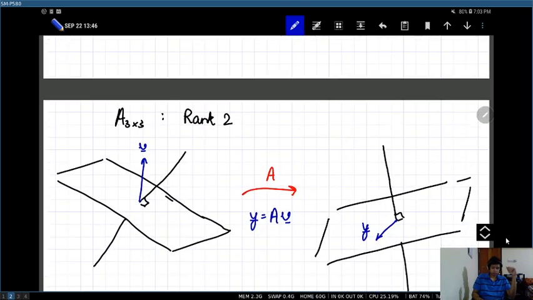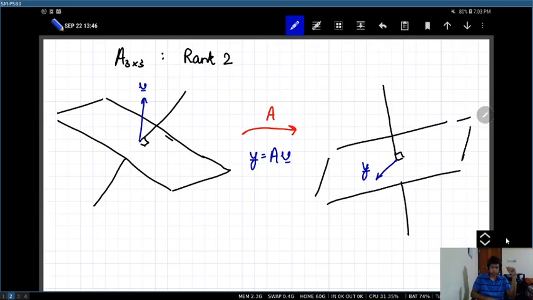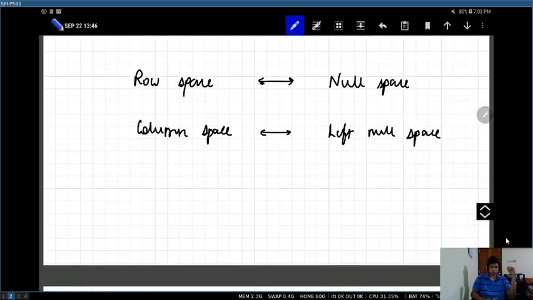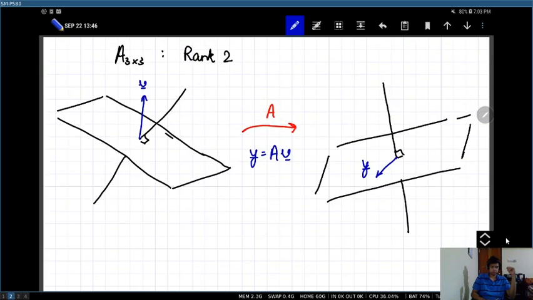Okay, so let's try to visualize these spaces, the row space, the column space, the left null space, and the null space for a 3 by 3 matrix. So for now, let's assume that you're given a 3 by 3 matrix A whose rank is equal to 2. Right? So the rank is equal to 2, and therefore the row space is a two-dimensional subspace of R3, right? So the row space is basically a plane.